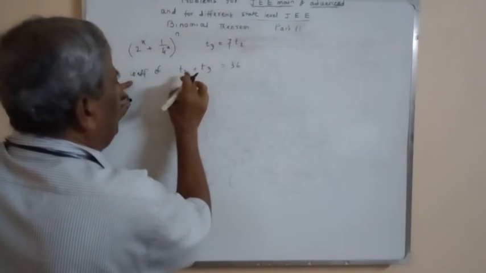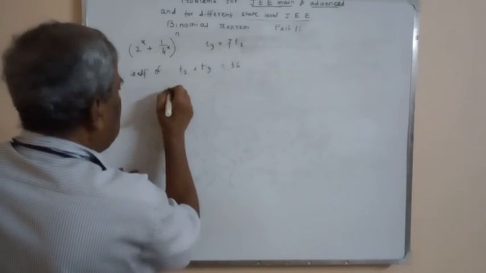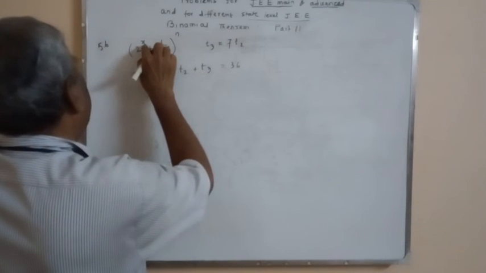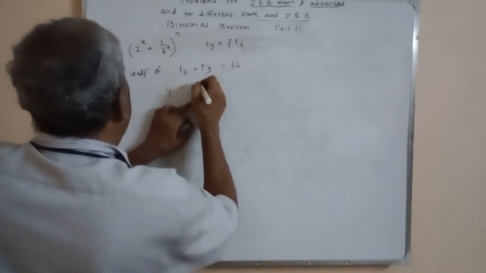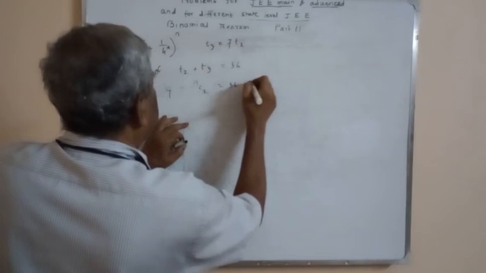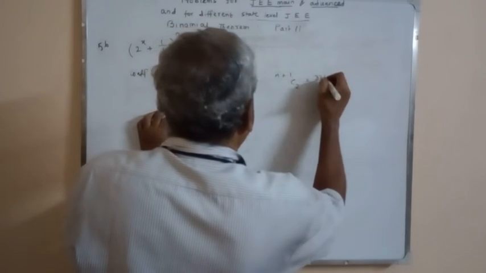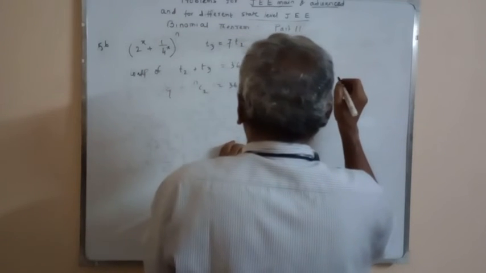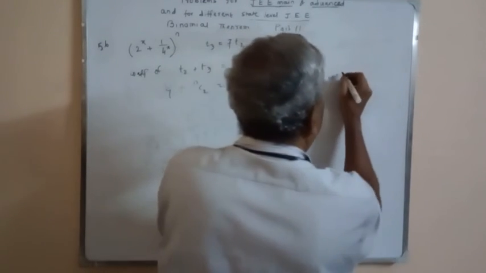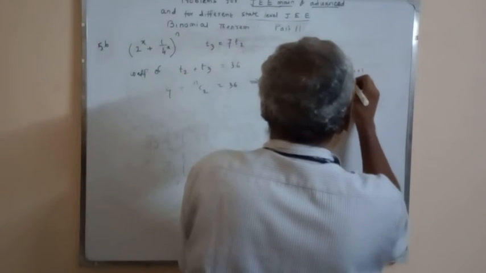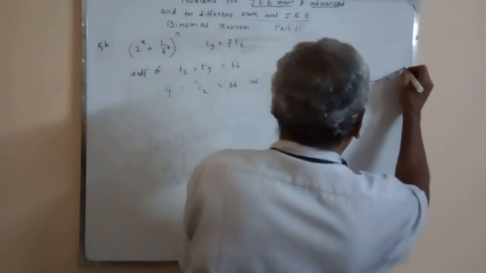From this one, the sum of the coefficients of T2 and T3 is 36. That means we must have nC1, the coefficient of the second term, and this contains x, this contains also x. So this is the coefficient of T2, and the coefficient of T3 is nC2, which is equal to 36. That means n plus 1 C2 is equal to 36. It means nC2 is n into n plus 1 divided by 2, actually it is equal to factorial of n plus 1 by factorial 2 into factorial of n plus 1 minus 2, equal to 36.